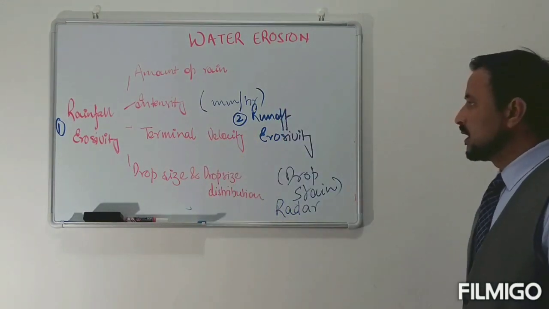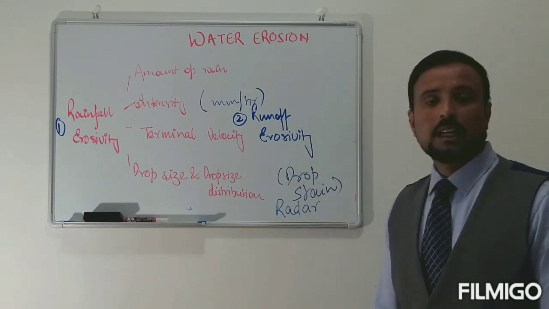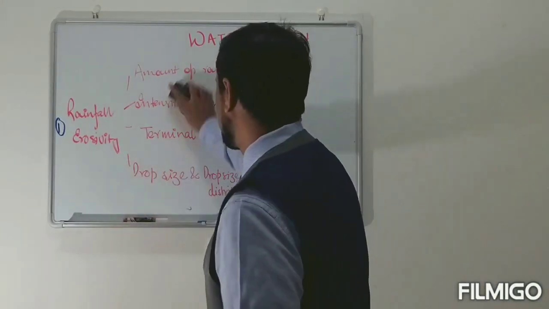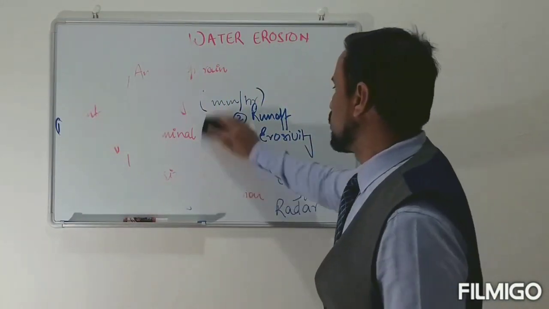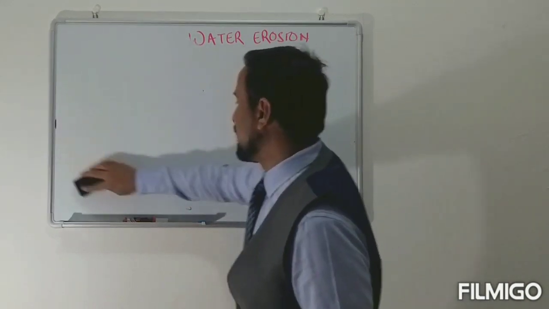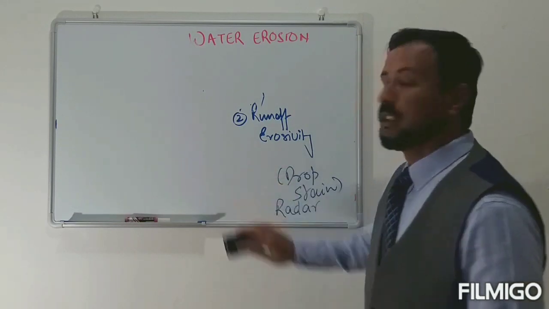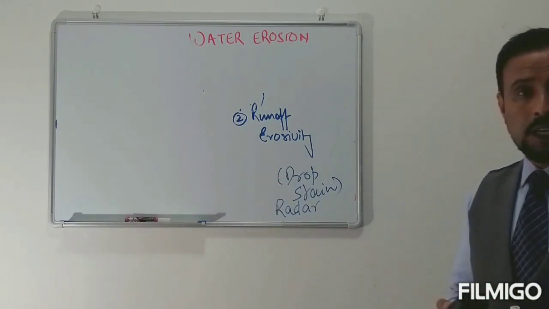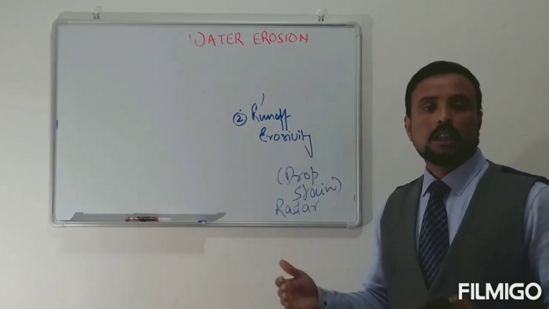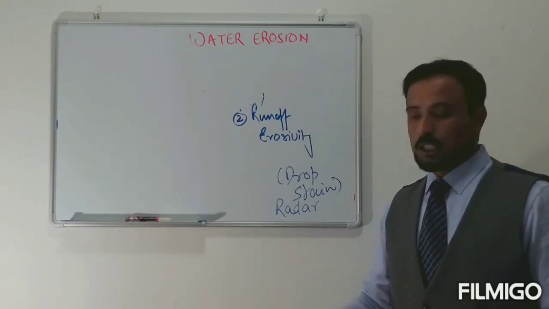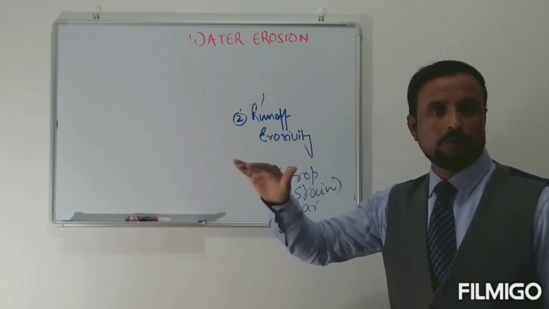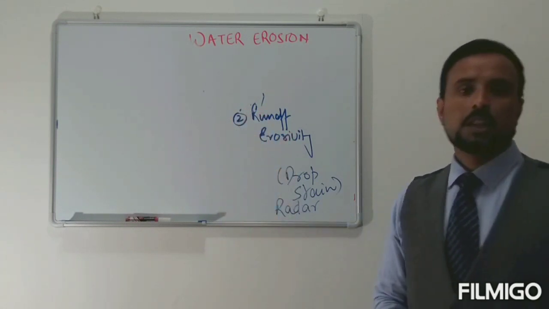The other factor is runoff erosivity, right? The ability of the runoff to cause erosion. Now, if I have to explain it in simple words, what is runoff erosivity? I told you about the amount of rain that is happening in a particular area, right? Some amount of it is absorbed by the soil, it infiltrates down through the surface, right? But due to surface sealing, some amount is left on the ground, or in case of water erosion, a major amount of it is left on the ground and it becomes runoff, right?